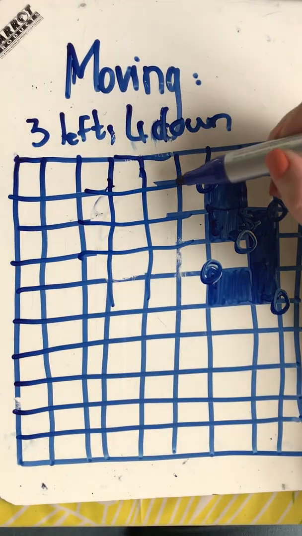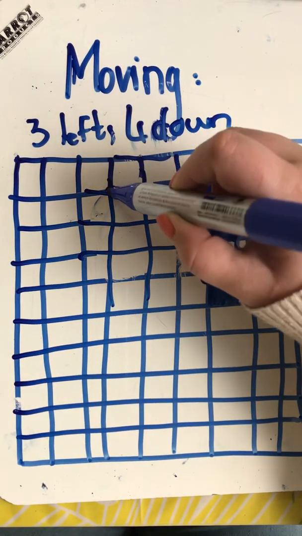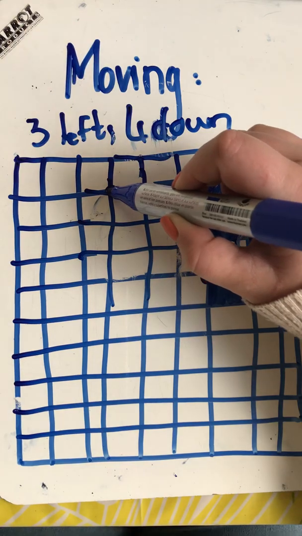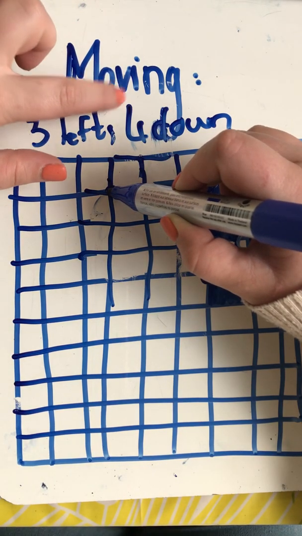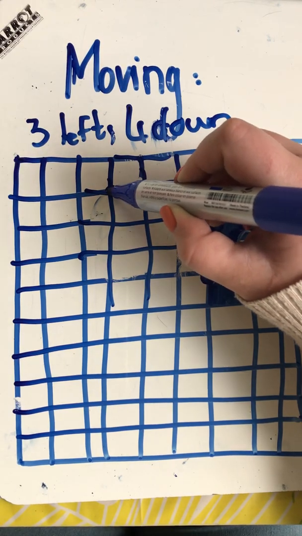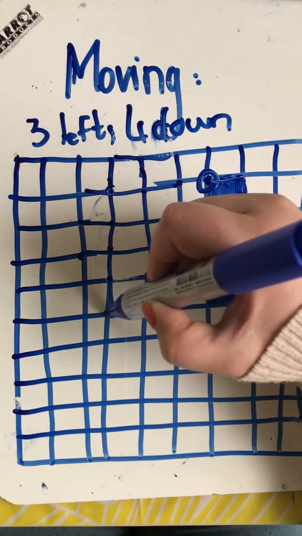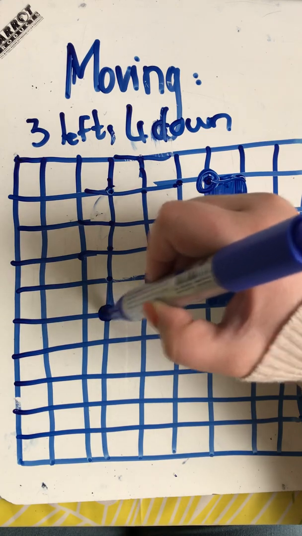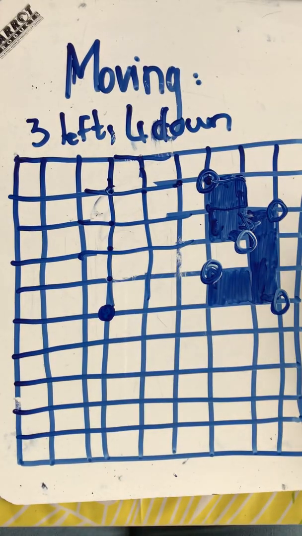So we moved it 3 to the side. 1, 2, 3. Now we must remember to not do what Miss Itzebeth just did. We must finish the instruction. So we went 3 left, good. Now we have to go 4 down. 1, 2, 3, 4. And here I am at my final resting place.